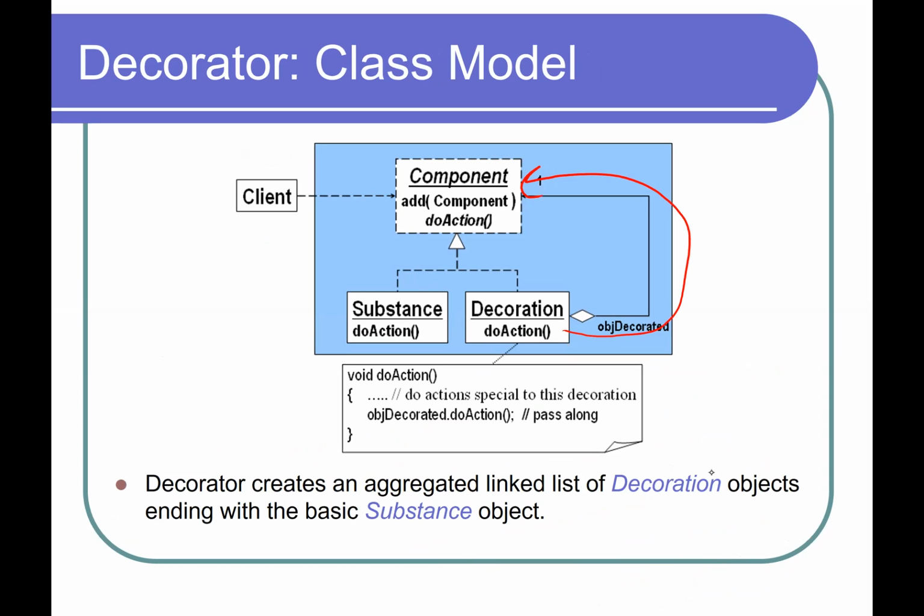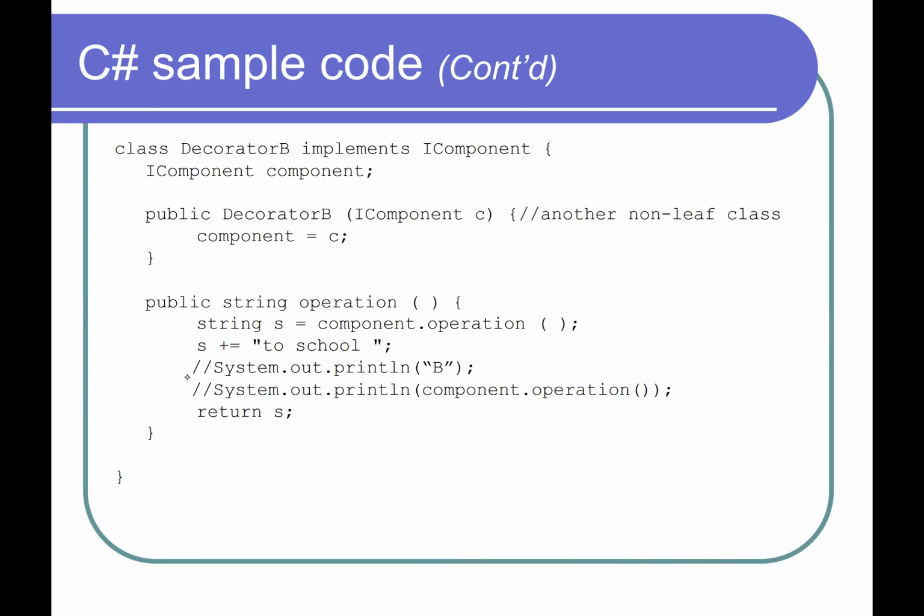Now, one thing that I want to show you here is this decorator class is pointing to an abstract class that could either be another decorator or just a substance. What this is saying is, me as an object, I know there's something else that's coming after me.